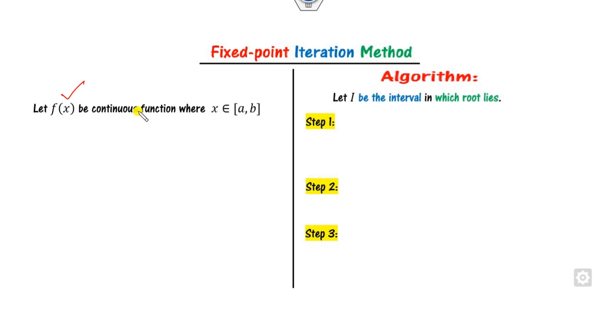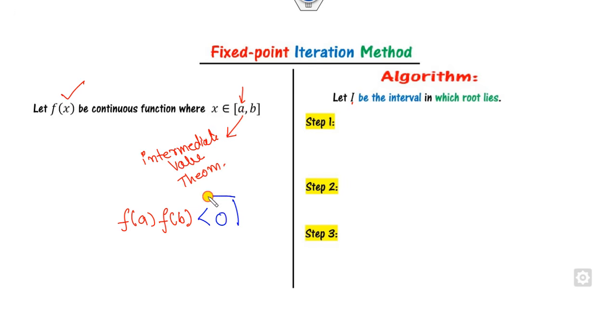Let f be any continuous function and I be the interval in which the root lies. If the interval is already given to you, then it's fine. If it is not given to you, then we can apply the intermediate value theorem. What is the intermediate value theorem? You have to find the function value at a and at b, and if the product of these function values is less than 0, then the root lies between a and b.